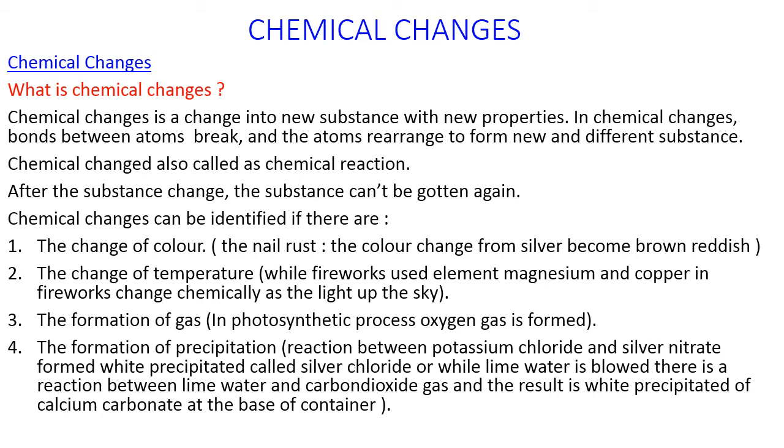Fourth, the formation of precipitation. Reaction between potassium chloride and silver nitrate form white precipitate called silver chloride. Or while lime water is blue, there is a reaction between lime water and carbon dioxide gas, and the result is white precipitate of calcium carbonate at the base of the container.